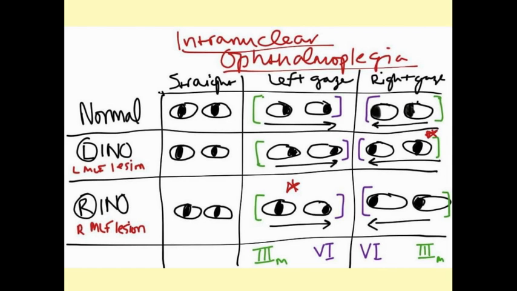With right INO, which would be a lesion to the right MLF, you would have a problem with leftward gaze in that your right eye would not adduct, but your left eye would abduct. And then when you look to the right, you're fine because you have no problem with your right abducens nerve or your left MLF. Okay, and then I just denoted it here. The side that is in green here is using cranial nerve 3, the oculomotor nerve, medial part, and the part that's in purple here, 6, is using the abducens nerve.